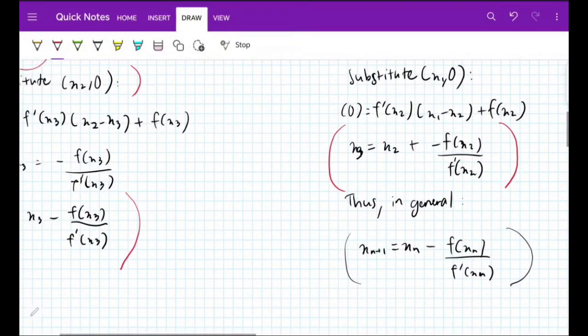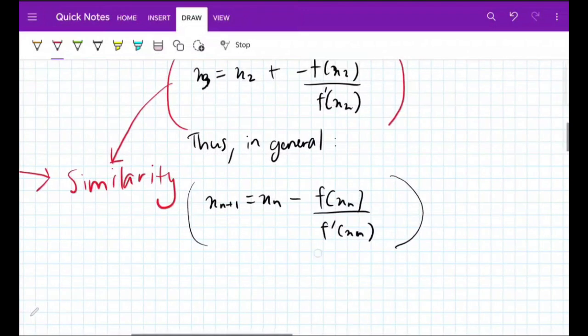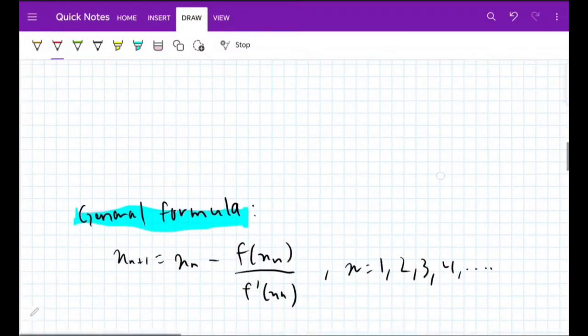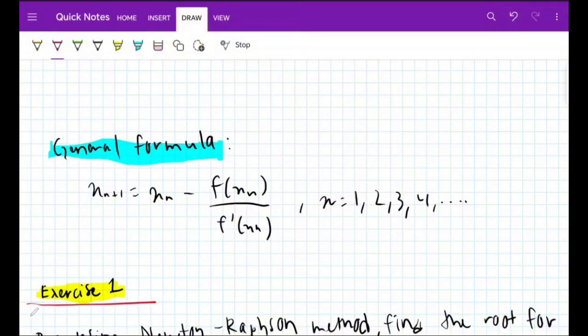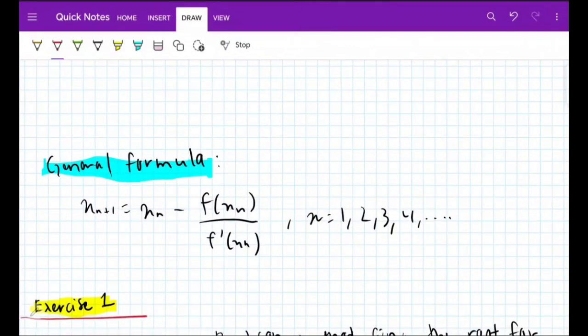Okay, so now as we can see, between both of these equations that we have made earlier, it shows somewhat similar functions. So there's a similarity over here. So once we've got to this point, we just make our general equation. So our general equation is x n plus 1 equals x n minus f of x n over the derivative of it. Okay, so in other words, this is our general formula. Okay, so I hope you understand how we derive it.